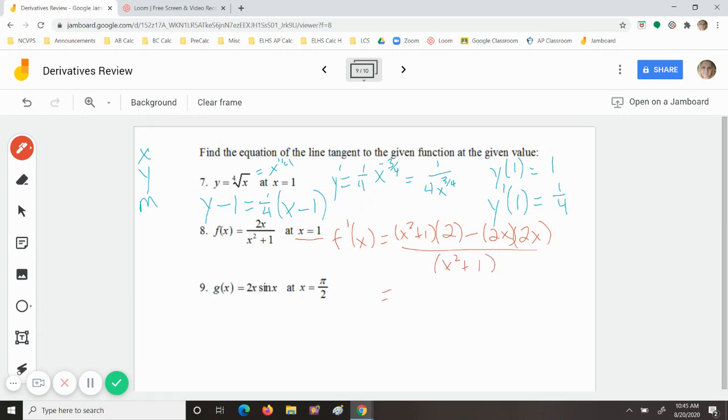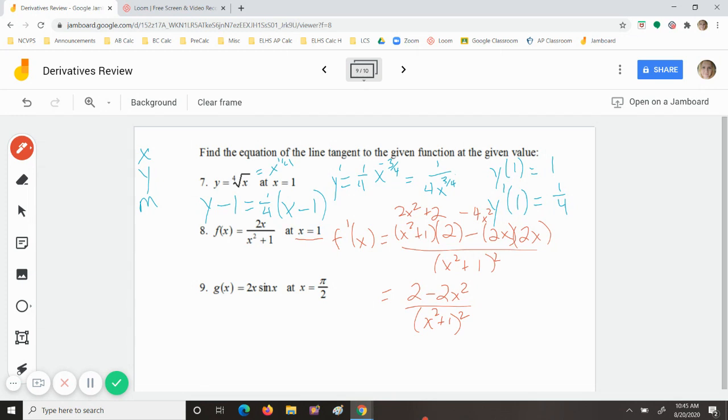Okay, let's think about what we'd have. This would become 2x squared plus 2. And over here, we're going to subtract 4x squared. So we'll have 2 minus 2x squared. And on the bottom, whoops, I forgot my squared earlier. X squared plus 1 all squared.